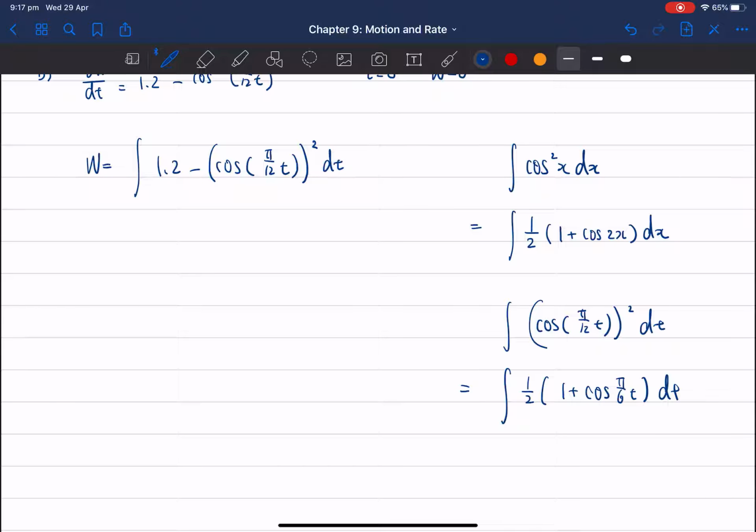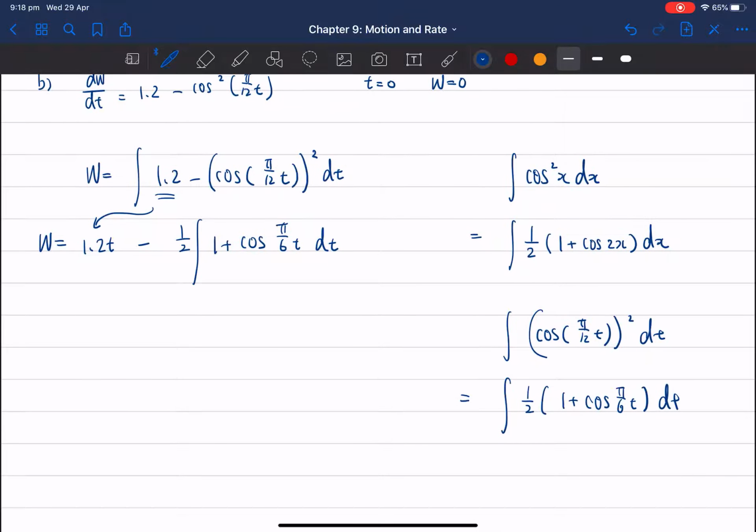Okay, so w is equal to, we can just integrate this one straight away. So that becomes 1.2t minus half bracket, half integral 1 plus cos pi on 6t dt. That's what you need to get to. Alright, now w is equal to 1.2t minus half bracket, and now we need to just integrate 1 plus cos pi on 6t.